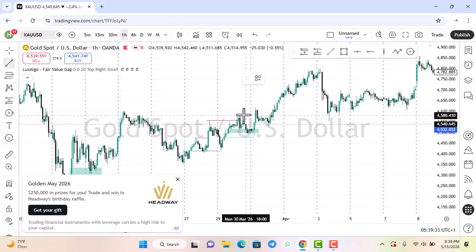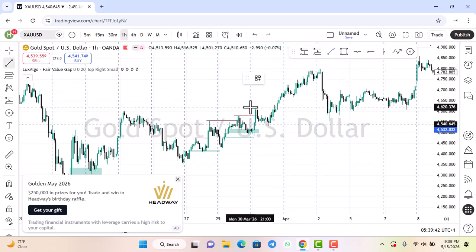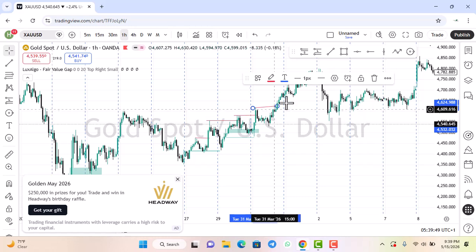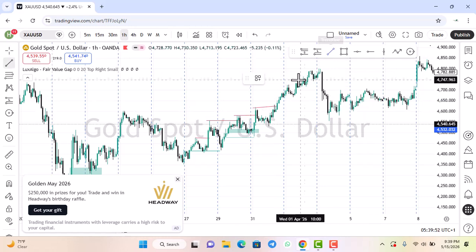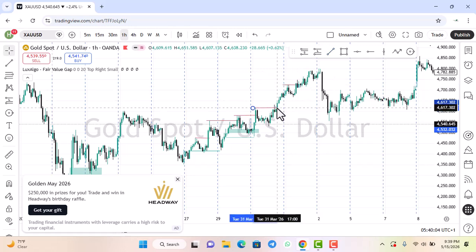Valid break of structure. We have another valid break of structure here, right? I hope the class is getting interesting. Now we have another break of structure here, very valid. Let me align, okay, I'll align it later. And here again, you can see we have our valid break of structure right here. Let me align this one. Yeah, I've aligned it perfectly.